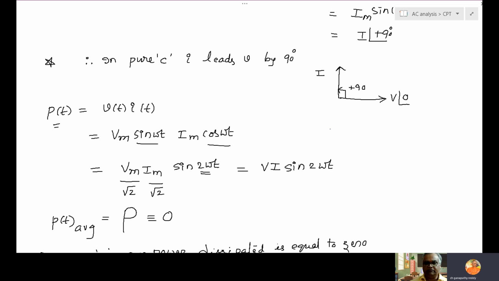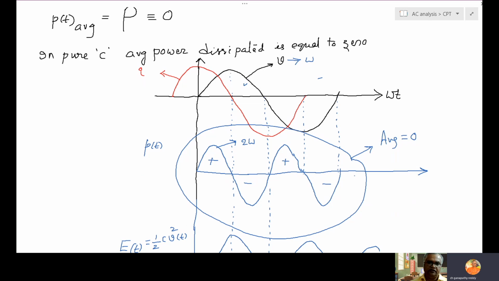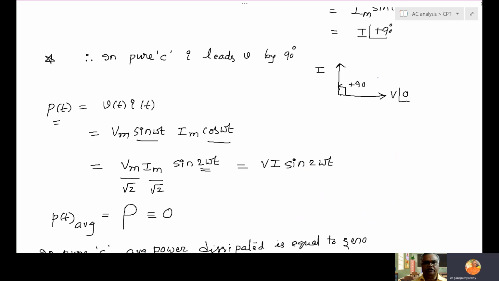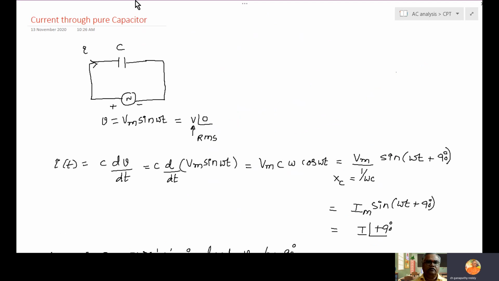And we are analyzing mathematically, in phasor form, and graphically. The conclusions remain the same, but you have to think in these different ways. Graphically, if you plot, you will understand better. Phasor form sometimes helps to understand correctly. Okay, so these are the 4 important conclusions for a pure capacitor.